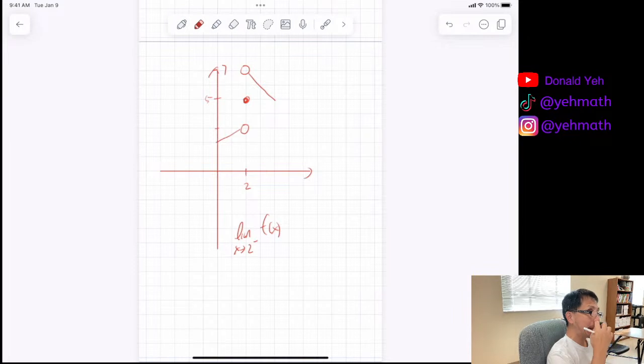Anybody want to raise your hand? No, it's not 5. Okay, so you obviously don't know what this means. This is like a superscript, like an exponent, but it's not an exponent. That means approaching 2 from the left. Now, if I'm approaching 2 from the left, I'm looking at 2 and coming from the left this way. My output is what? It's going to be 3.